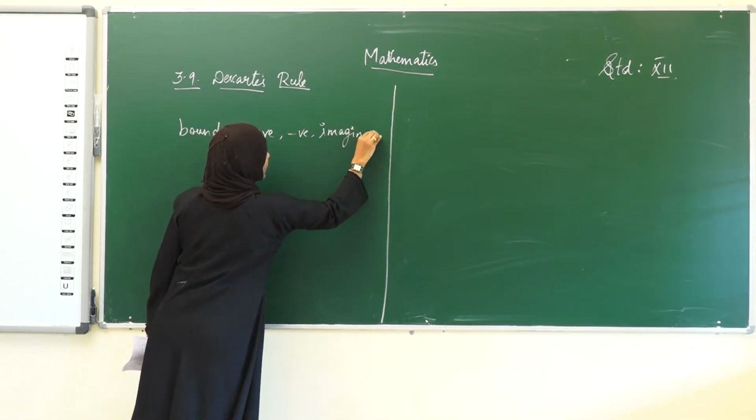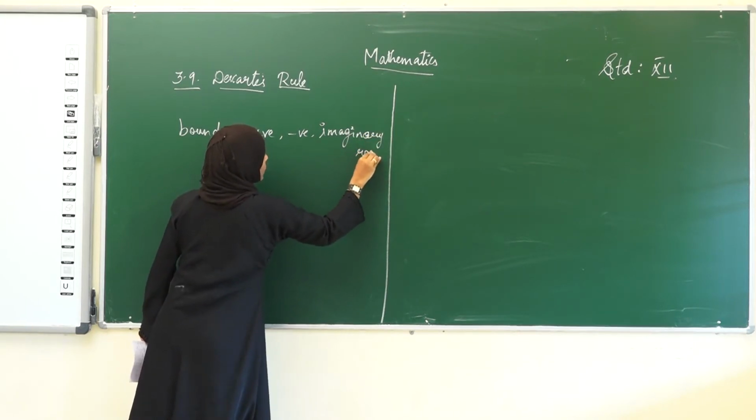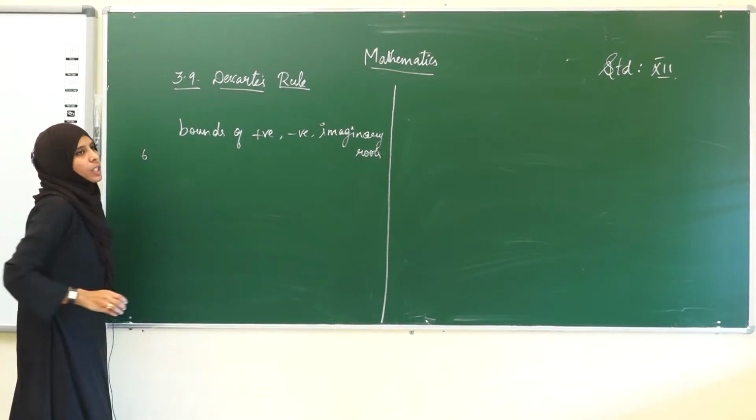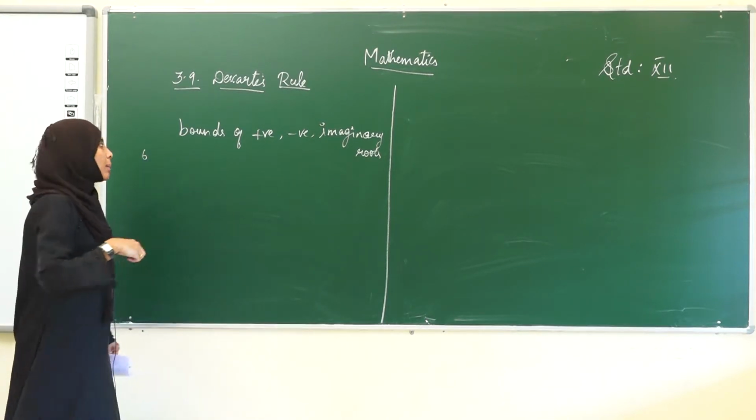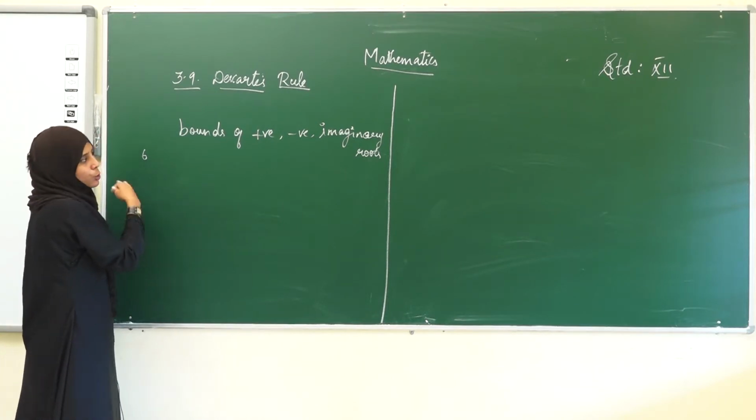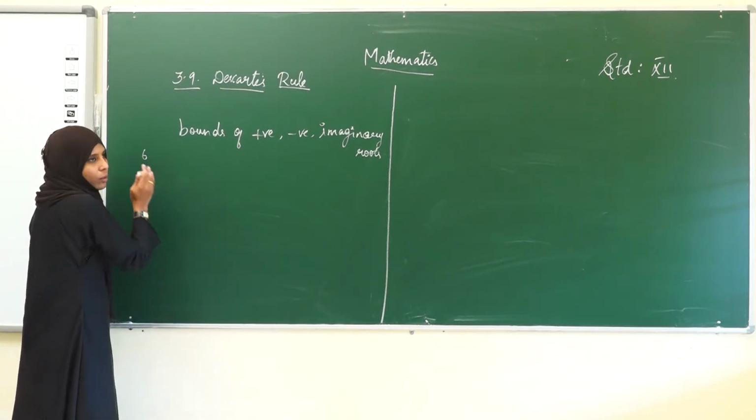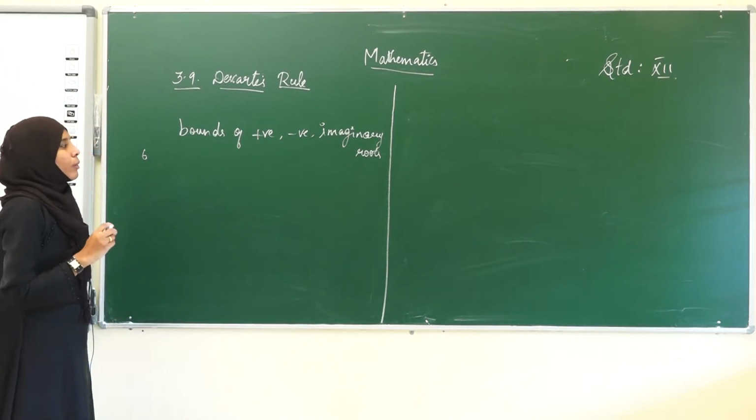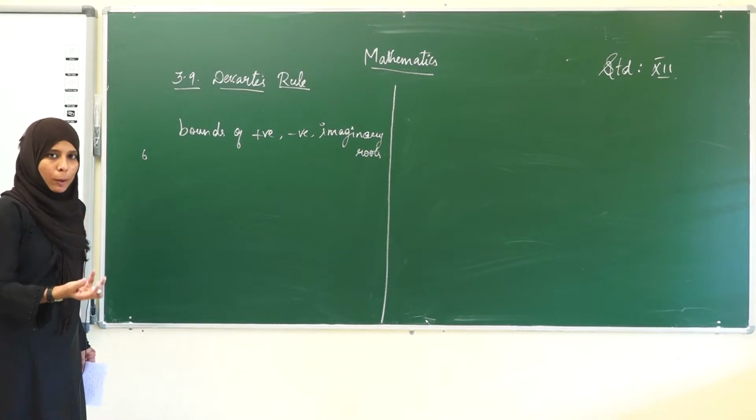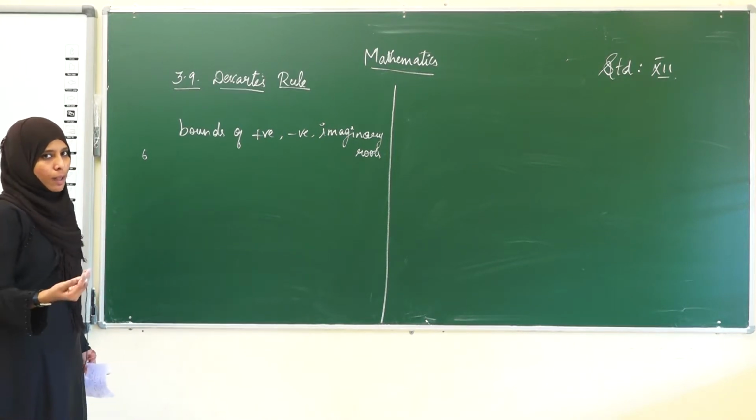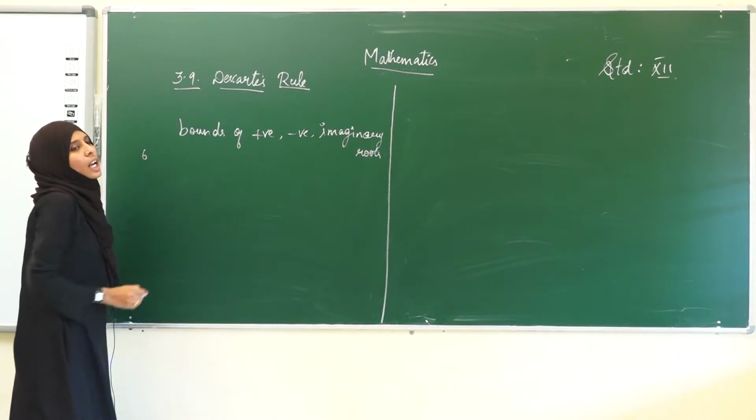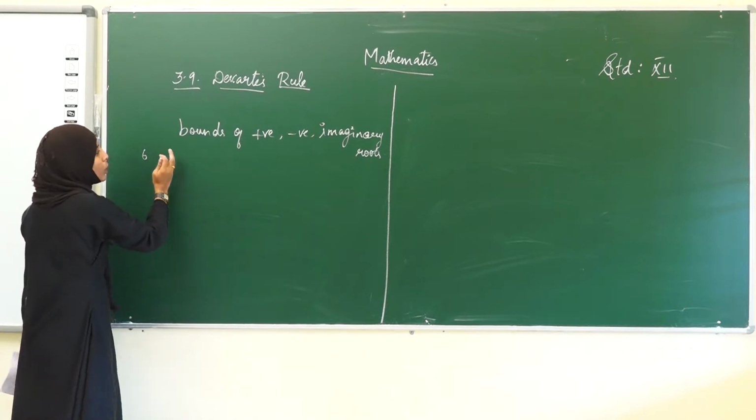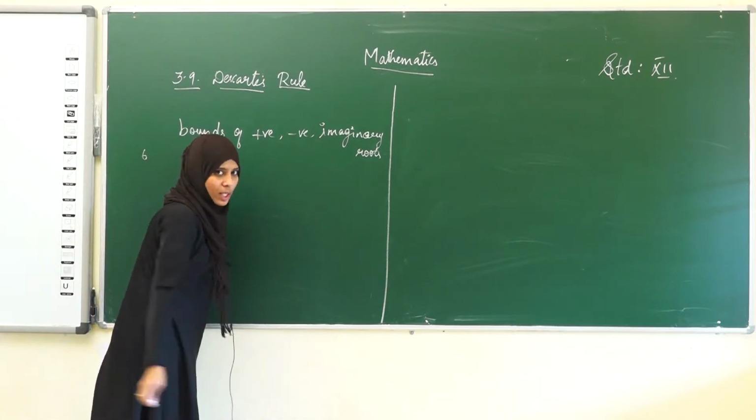So what are bounds? Suppose they have given a 6-degree polynomial equation, then we have 6 roots. There may be positive roots, negative roots, and imaginary roots also. We can't say there will be only positive roots or only negative roots or only imaginary roots. So for finding how many positive roots, how many negative roots and how many imaginary roots, we are going to use Descartes rule. That's why using Descartes rule we find the bounds of positive, negative and imaginary roots.